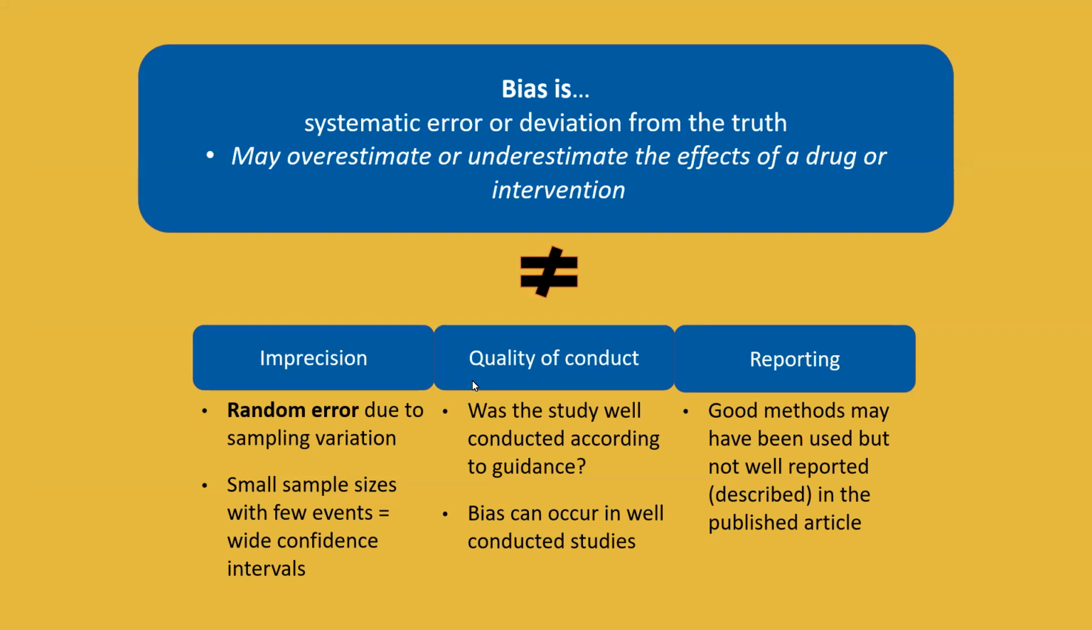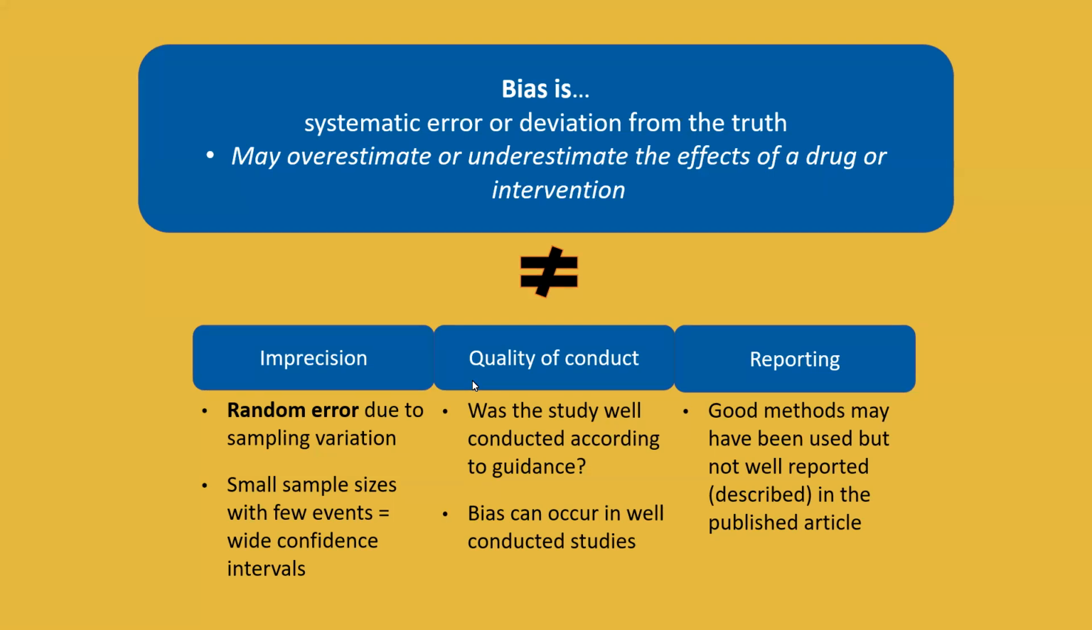So bias is also not the same as quality in study conduct. Even a well-conducted study can be at risk of bias, for example, in RCTs where blinding is impossible, like surgical trials where the surgeon can't be blinded. Similarly, not all methodological flaws are relevant to bias. For example, failure to perform a sample size calculation or to obtain ethical approval from an ethics board are important markers of study quality, but they're unlikely to bias study results.